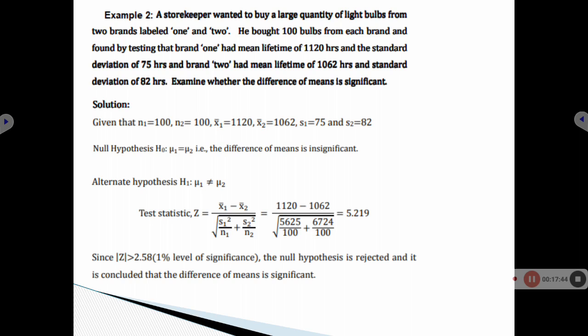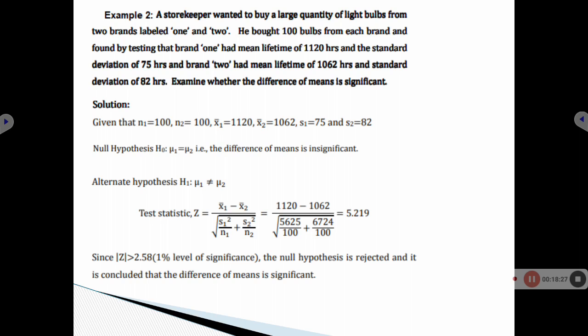So the test statistic is Z equal to x1 bar minus x2 bar divided by square root of s1 square divided by n1 plus s2 square divided by n2, because there are two standard deviations given here. So that is equal to x1 bar is 1120 minus x2 bar is 1062, divided by root of s1 is 75, the whole square, divided by 100, plus s2 is 82, the whole square is 6724, divided by 100, since the n1 and n2 value is 100. By calculating this we will get the value as 5.219.